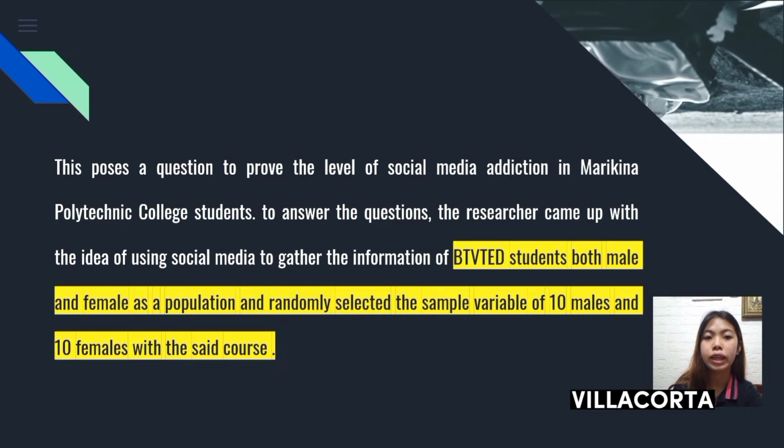To answer the questions, the researchers came up with the idea of using social media to gather the information of VTBTED students, both male and female, as a population, and randomly selected the sample variable of 10 males and 10 females. With the said course, according to ZAC 2020, social media platforms may seem harmless at first, but they can have significant unforeseen consequences. It can trigger a dopamine response in the brain, a scenario very similar to that triggered by drug and alcohol use. The researchers want to study the significant differences in the level of social media addiction between males and females among the VTBTED students of Marikina Polytechnic College.